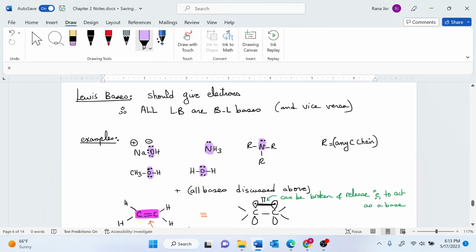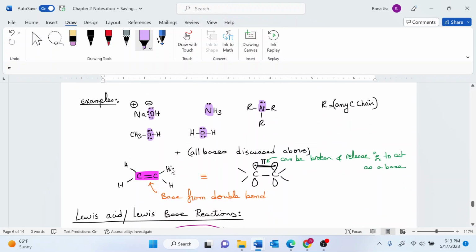As in the Bronsted and Lowry bases, we mentioned the double bond and the triple bond. So these are hidden sources of electrons. After all, the pi bond is the overlap of two p orbitals. If I break this pi bond, then I'm going to release these two electrons, and those can be involved in bonding with electrophiles.